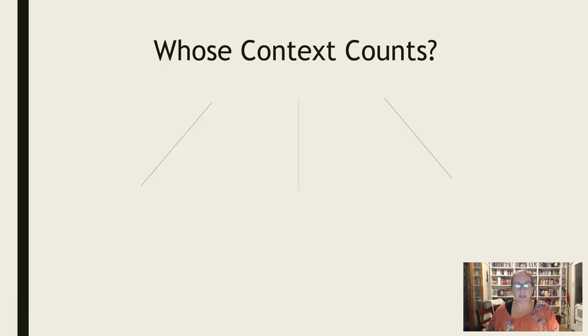Now, whose context counts? Now, if we were looking at The Boy in the Striped Pyjamas, or if we're looking at any story, any film, any book, there are lots of different contexts that count, but the three main ones are those of the composer. Alright, so the person who wrote it, what's their context? What's their background at the time of writing? Of the characters.